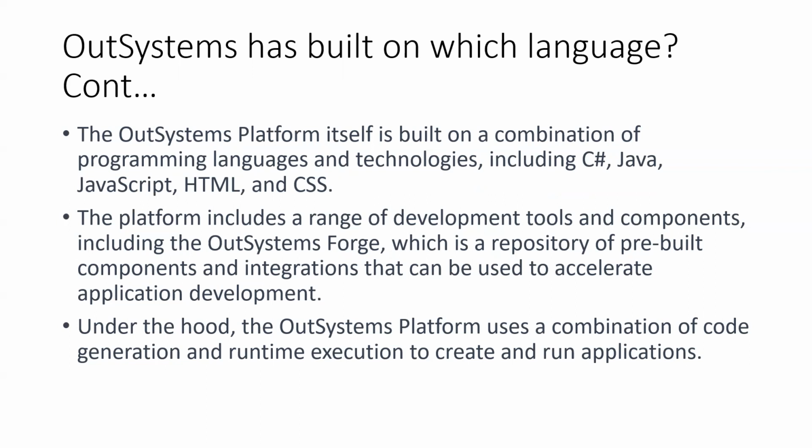So the platform includes what? This platform includes a range of development tools and components, including the OutSystems Forge. What do you mean by OutSystems Forge? It's a kind of repository where you can find pre-built components. You can think of it as a marketplace, where you will find pre-built components and integrations that can be used to accelerate your application development. Now, under the hood, the OutSystems platform uses a combination of code generation and runtime execution to create and run applications.